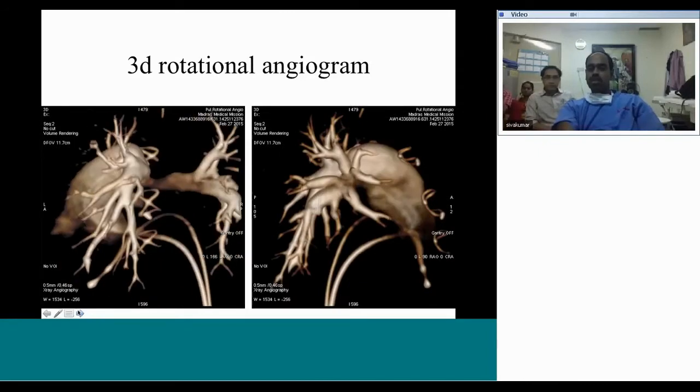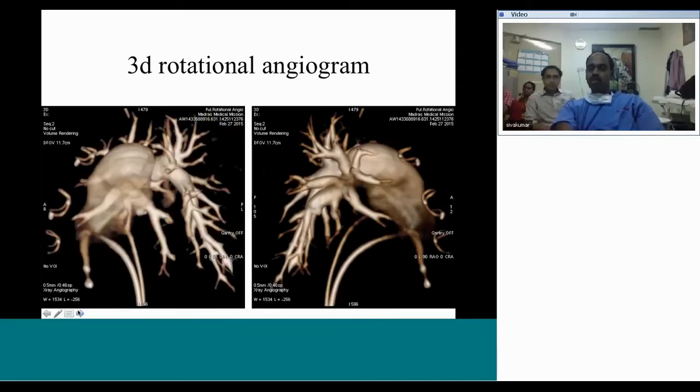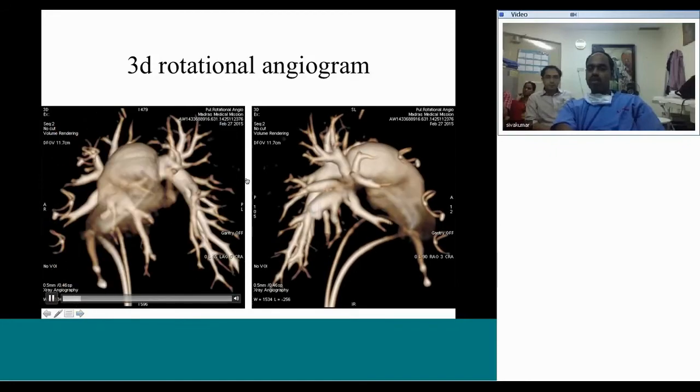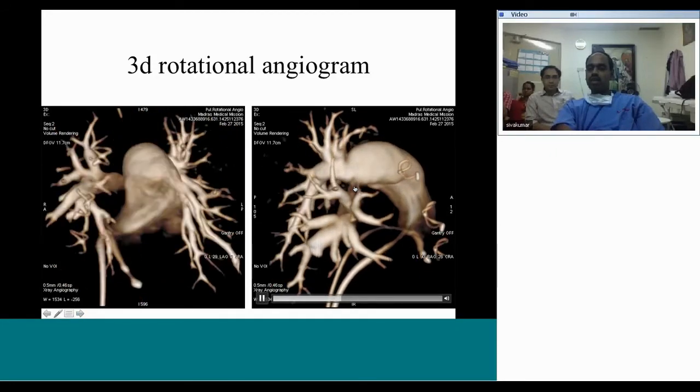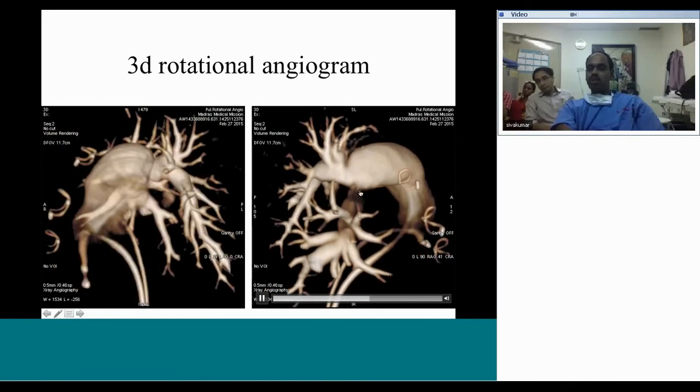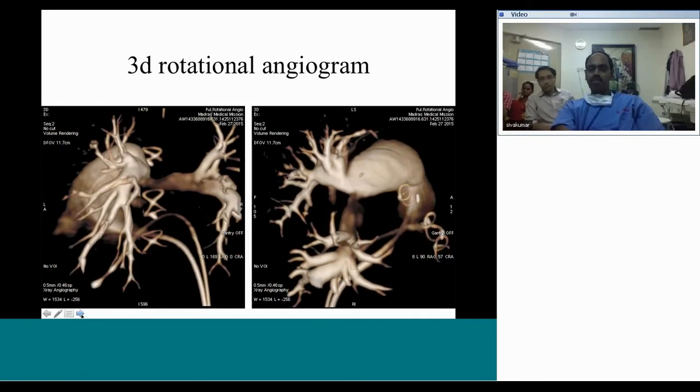3D rotational angiography is another very valuable tool. And after you do the 3D rotational angiography, you can rotate it vertically, horizontally in various planes, and you will be able to appreciate the levels of the narrowing.